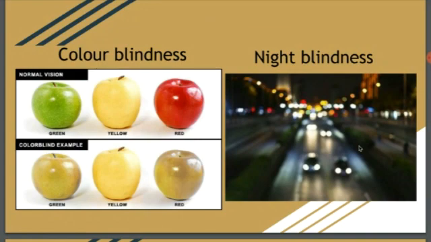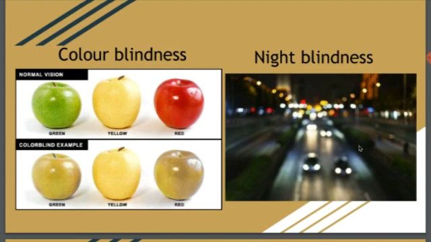Some people by birth cannot discriminate between certain colors such as red and green. This is due to a genetic defect. When the cones of the retina are not functioning properly, the person cannot identify the colors. This defect we call color blindness.